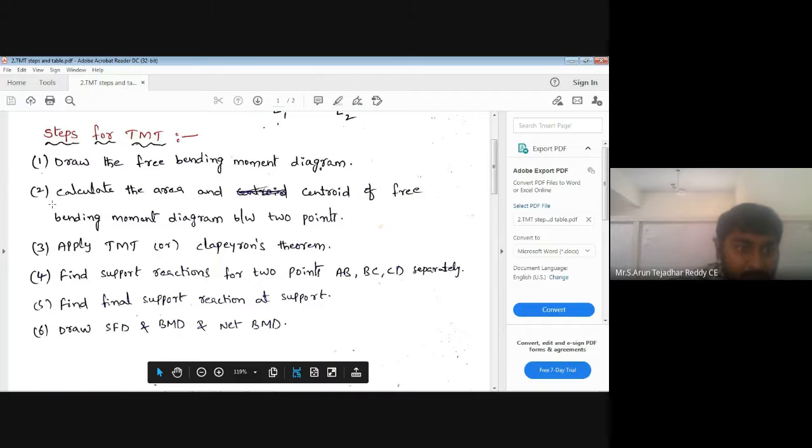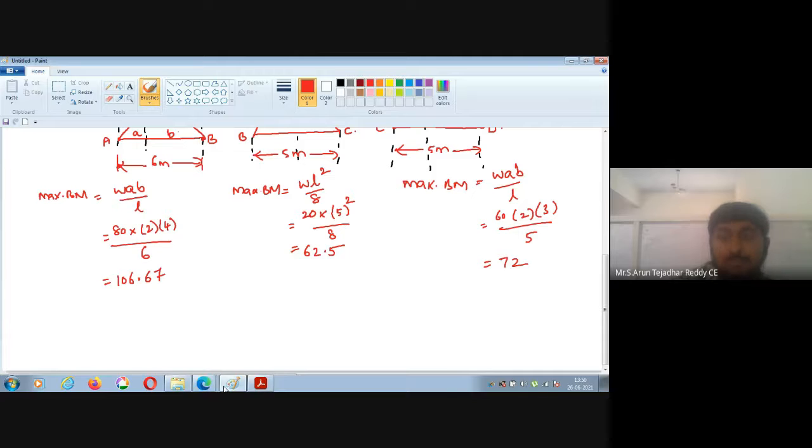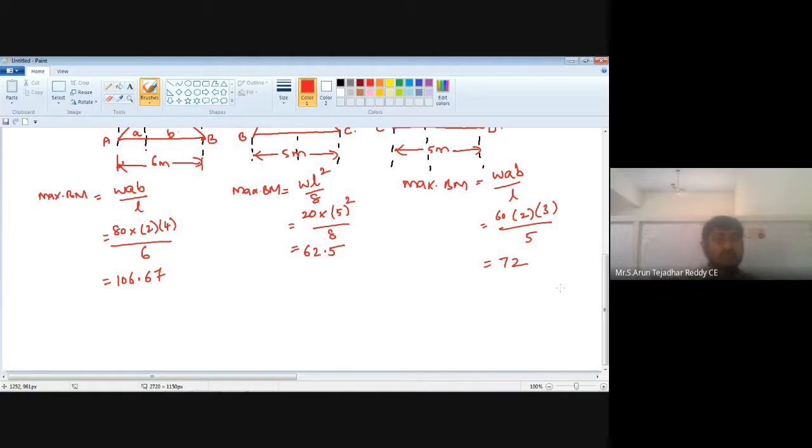Now coming to the second step. What is the second step here? Calculate the area and centroid of the free bending moment diagram between 2 points. So here in the second step, first we'll calculate the area of the free bending moment diagram. After that, we'll go for the centroid.